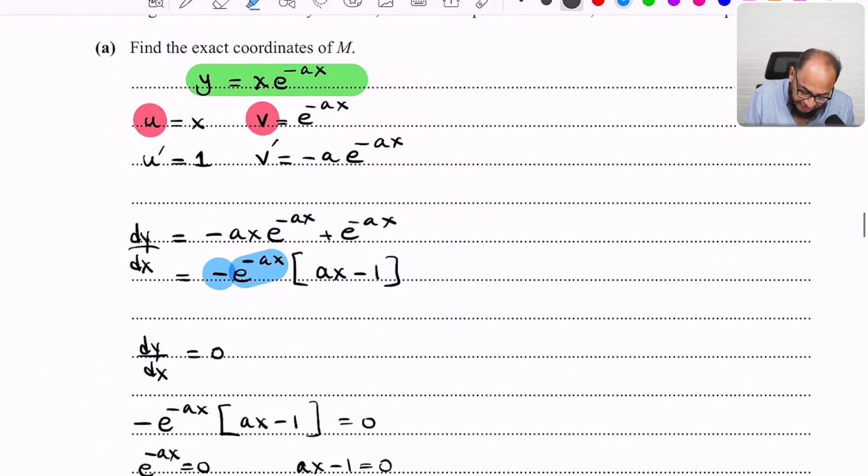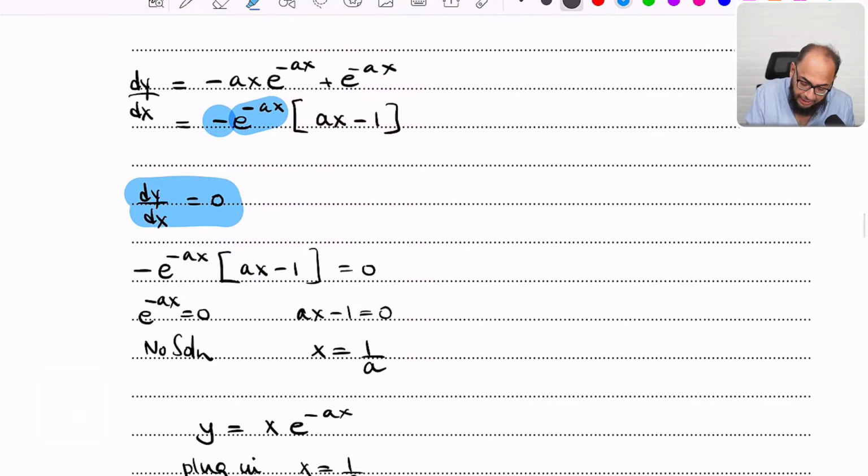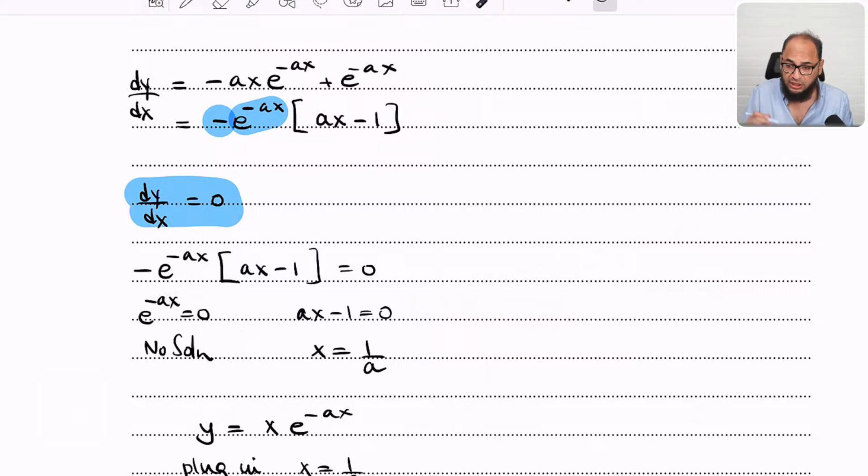We are looking for the stationary point, dy by dx equals 0. E raised to any power is never 0. Why? Because e raised to the power of x gets very close to the x-axis. This is the x-axis, this is y equals 0. It does not cut, it does not touch. So ax minus 1 equals 0, x is 1 over a.